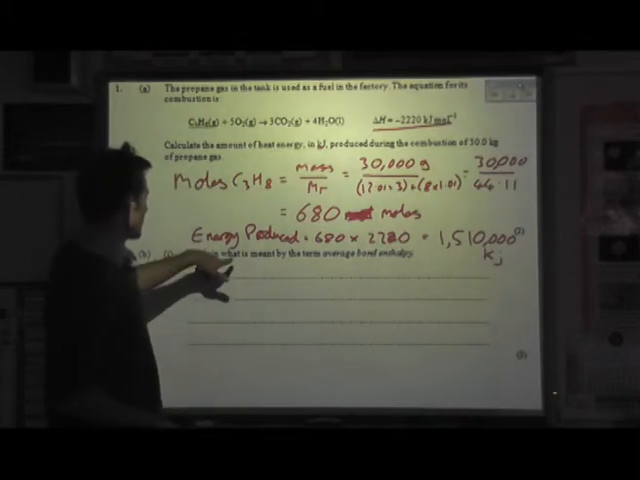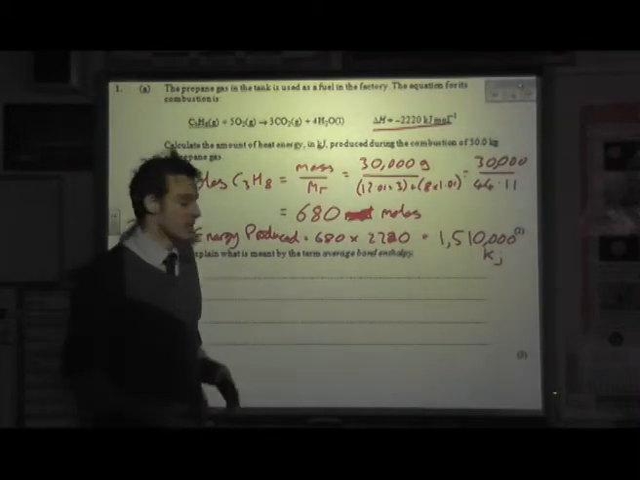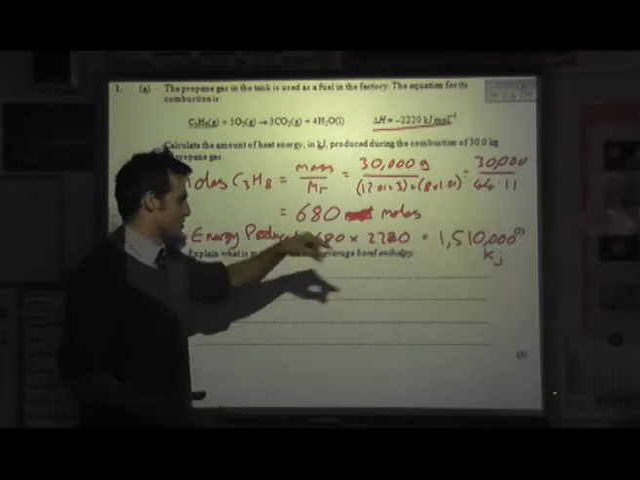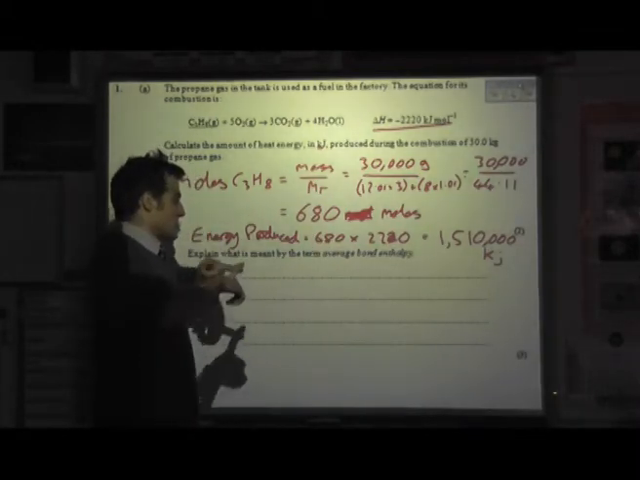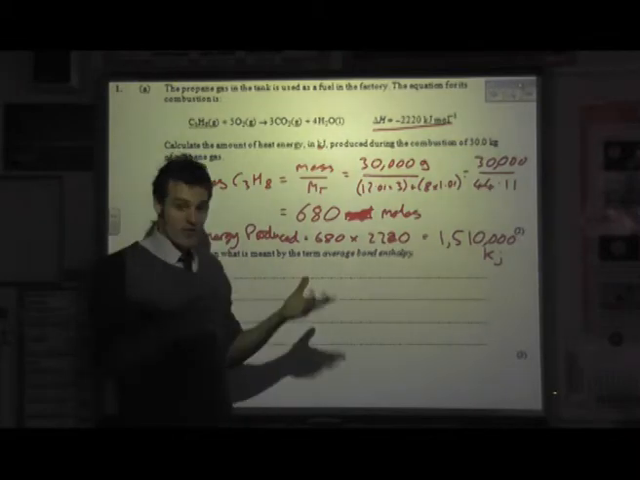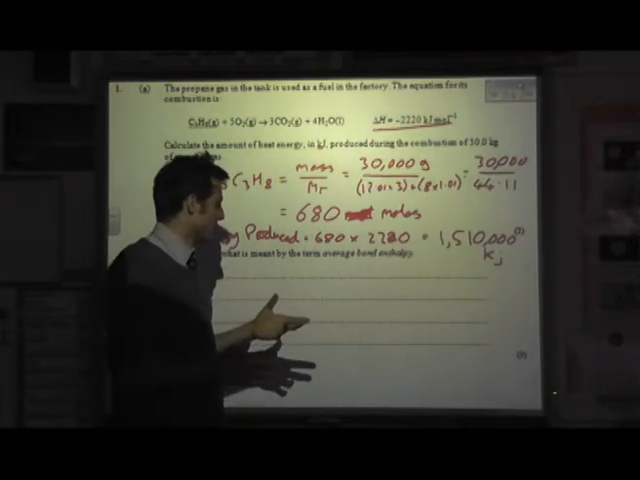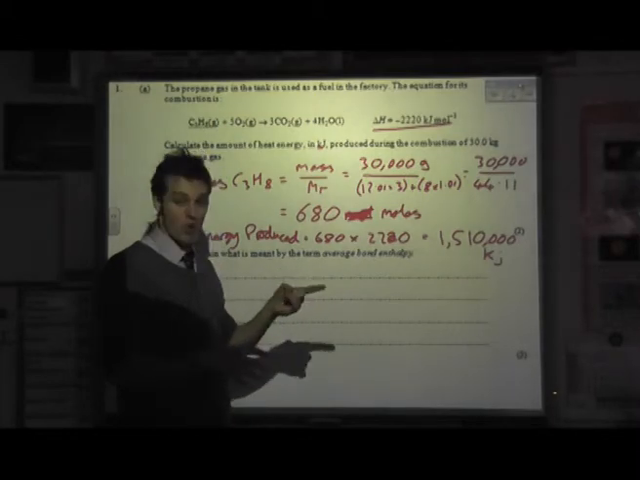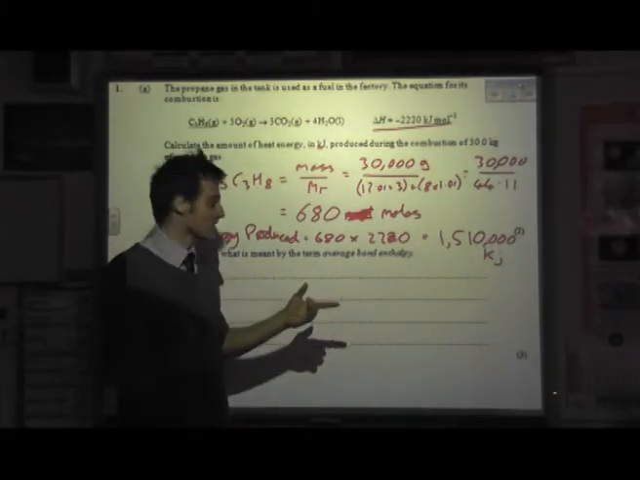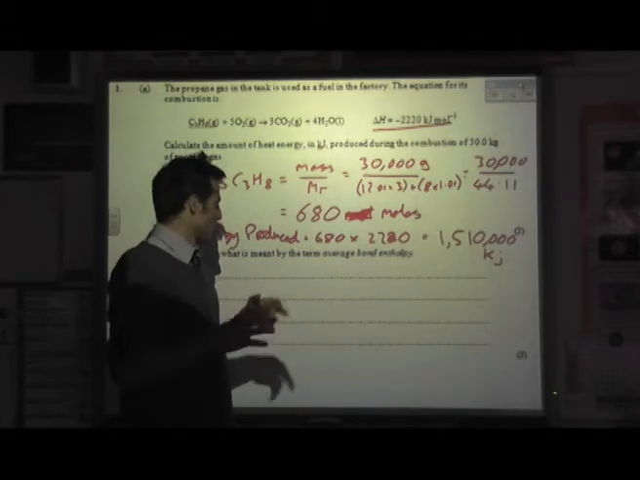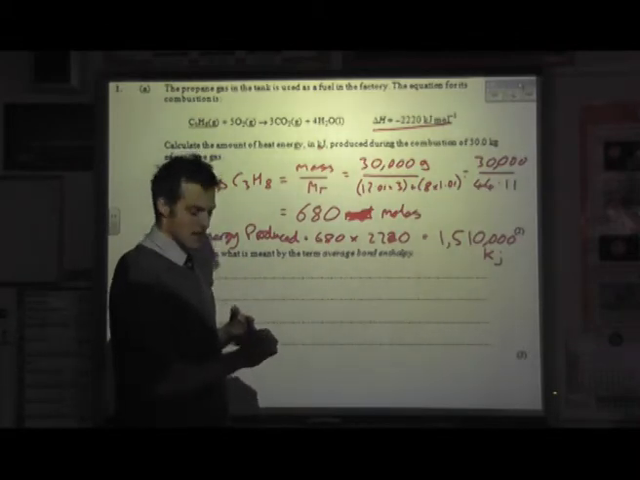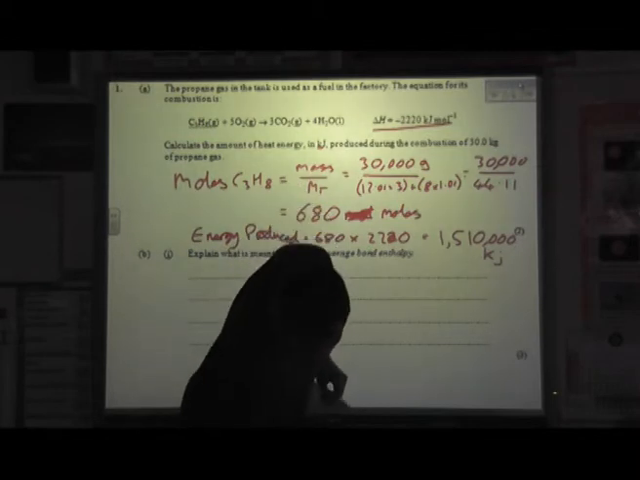Okay. Next question is a really common question. Explain what's meant by the term average bond enthalpy. Bond enthalpy is the amount of energy given out when you break 1 mole of a bond, or 1 mole of bonds. Average, because you have to average over lots of different compounds. Okay, and this should be kind of a third point there.